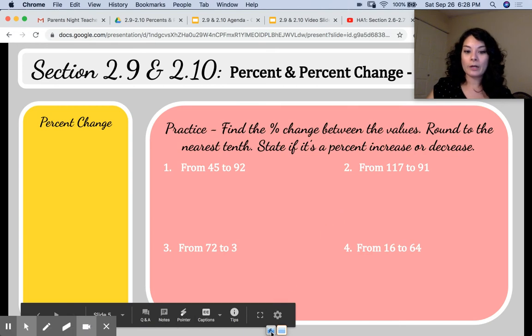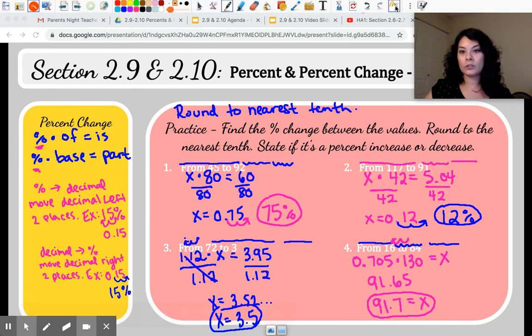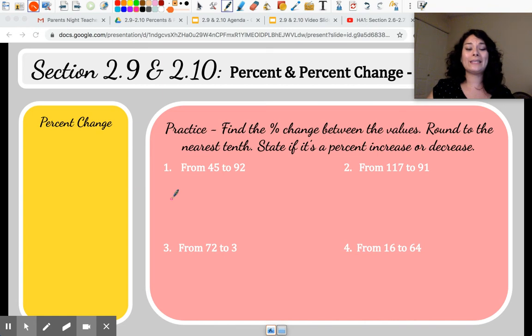Okay, now let's talk about percent change. Percent change is quite easy. It uses pretty much the same formula every single time. So percent change is going to be the following formula. It's the amount of change divided by the original amount, and then times 100 to make it a percent.